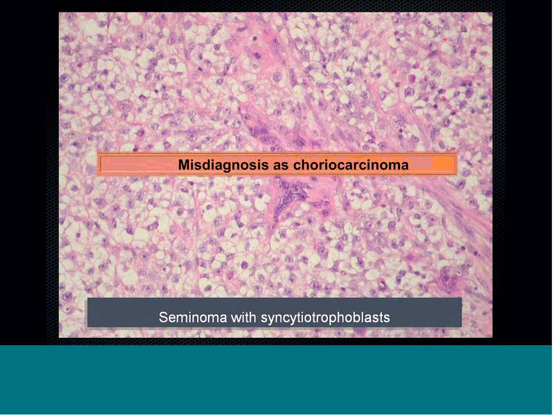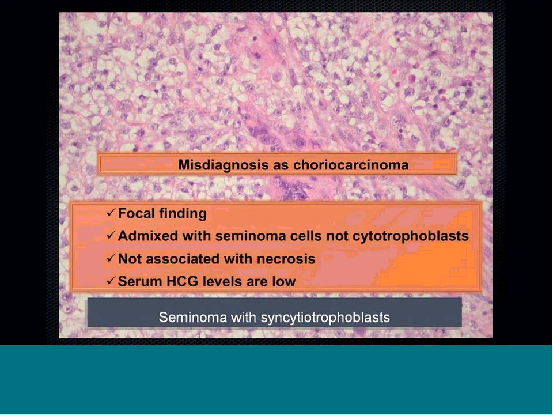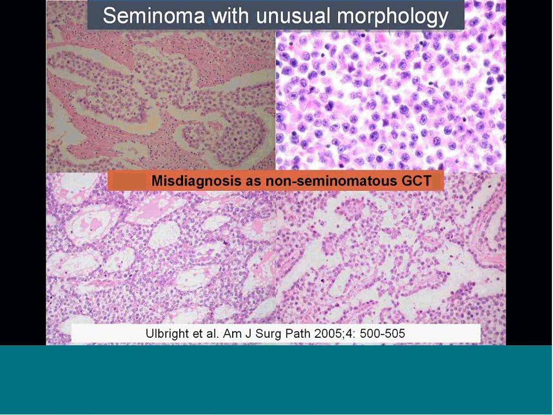It could be misdiagnosed as choriocarcinoma. However, presence of syncytiotrophoblasts does not make a seminoma a non-seminomatous tumor, and does not have any relevance to prognosis. Usually it is a focal finding, usually not associated with necrosis, and it's important to know that it could be associated with low levels of beta-HCG. Let's go through some unusual cases of seminoma.